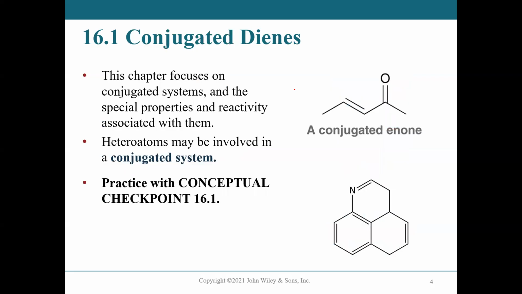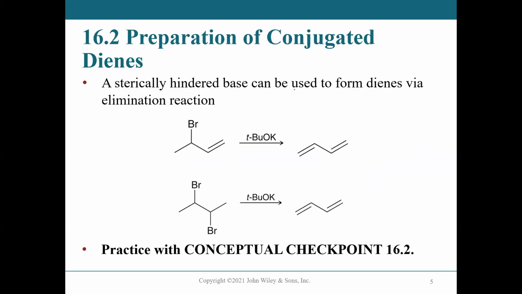This chapter focuses on conjugated systems. And you can see that these heteroatoms may be involved in conjugated systems. So a sterically hindered base can be used to form dienes by elimination reaction. If there's a proton here, tert-butoxide comes in here, this would be gone. So that would be an example of an E2 reaction. We also could do it on each side. We form one, and then we're going to form the other one. So we get this right here.